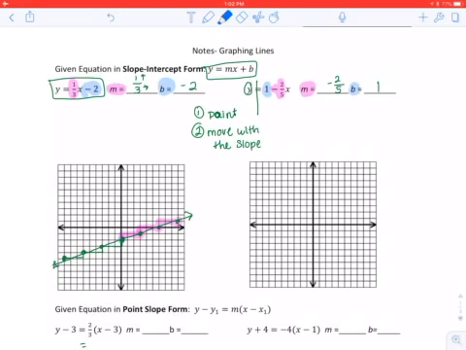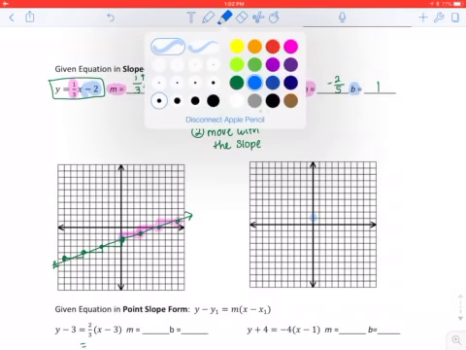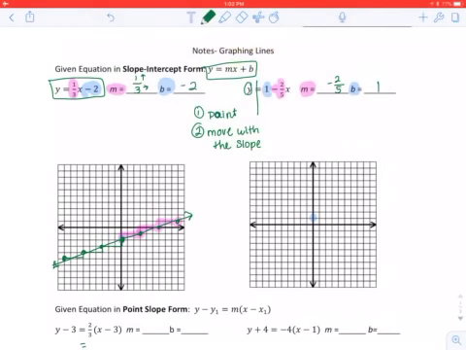So first we start with a point on the graph, which would be our y-intercept at +1. So I plot +1 on the y-axis. Then I use the slope to move. If my slope is -2/5, that means I'm going to go down 2 and right 5. So from this point at 1, we're going to go down 2 and right 5.